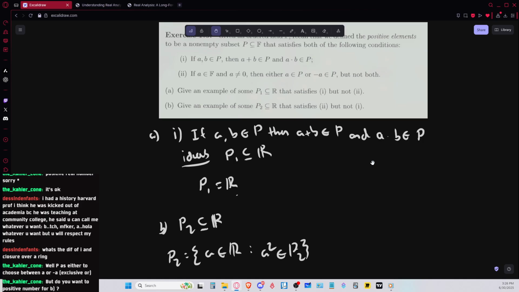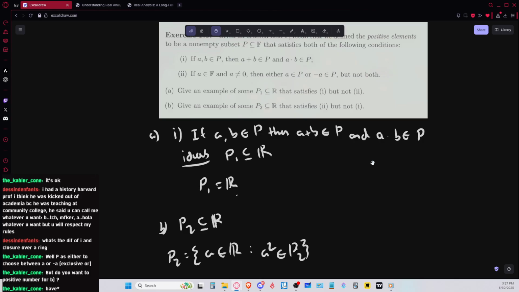But do you want positive numbers for B? That is also a good question, because it only talks about A. I didn't think about that actually, because it says A, but that can also be the same for B, right? Because B is also part of the field. But why does it just say A though? Does that mean it only has to affect one of the variables?